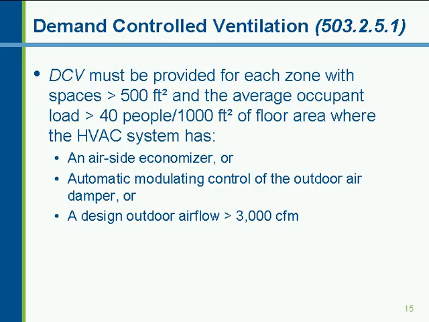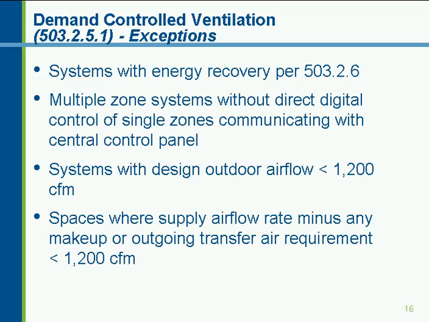But if you have a zone or a space greater than 500 square feet with a high average occupant density, that is an occupant load defined as greater than 40 people per 1,000 square feet or 25 square feet per person, and the HVAC system has an airside economizer or modulating control of the outdoor air damper, or more than 3,000 CFM of outdoor air. If it meets any of those three requirements and that load factor and the size, you must utilize some form of demand control ventilation. The types of spaces it normally applies to are things like auditoriums, dining rooms, gymnasiums, those types of spaces that are large and have high occupant densities.